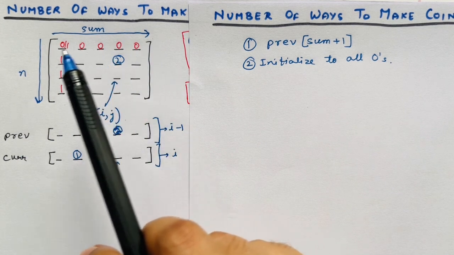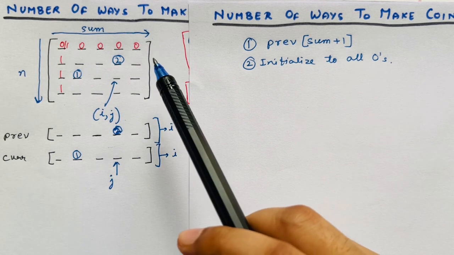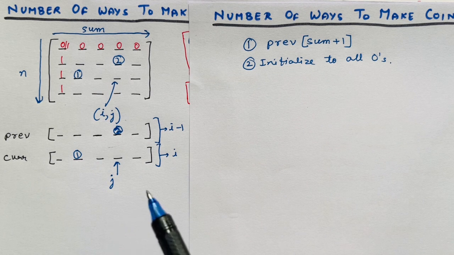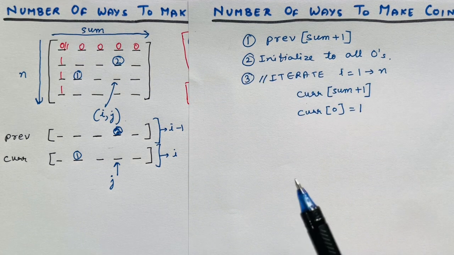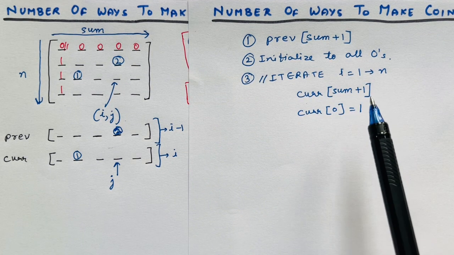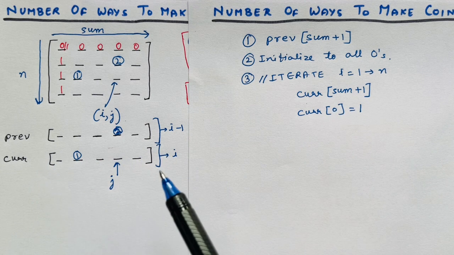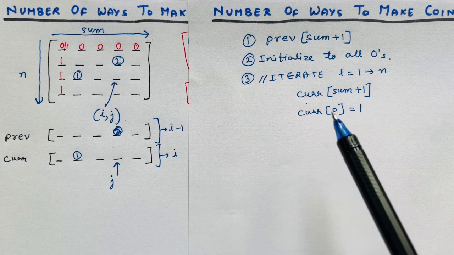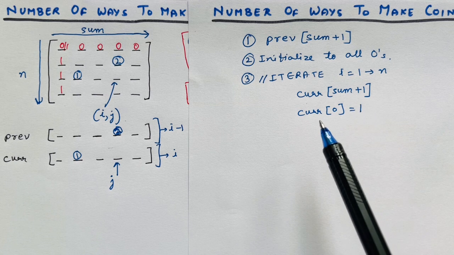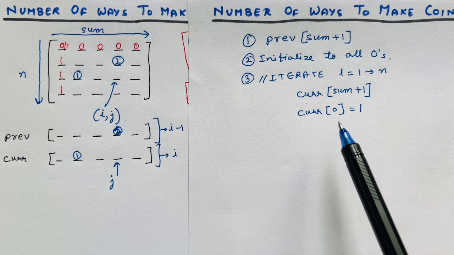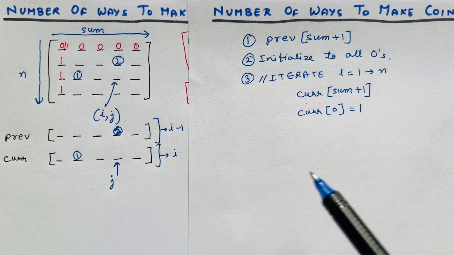And then we will start filling the current, which is from i equal to 1. That means we have to iterate from i equal to 1 till i equal to n and fill a new current row every time. So in every iteration our aim is to fill a new current row corresponding to this i. So we will have a new current row with size sum plus 1, and we know what its first element's value will be. Its first element's value will be 1 because it corresponds to sum equal to 0.